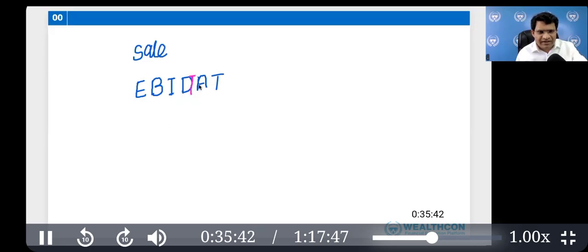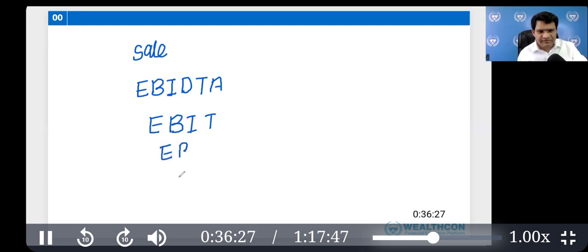So EBITDA. Then amortization is like depreciation of intangible assets. Depreciation is depreciation of tangible assets. I hope you are writing. If not writing, then write. Then EBIT, earning before interest and tax. Then EBT, earning before tax. And last is earning or profit after tax.